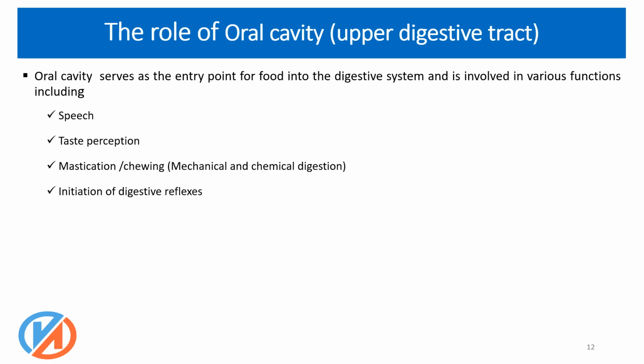The second one is taste perception. Taste perception is the most important part of decision making, whether we are going to intake the foods or not. The third one is mastication and chewing, which include both mechanical and chemical or enzymatic digestion. And the fourth one is initiation of the digestive reflex.